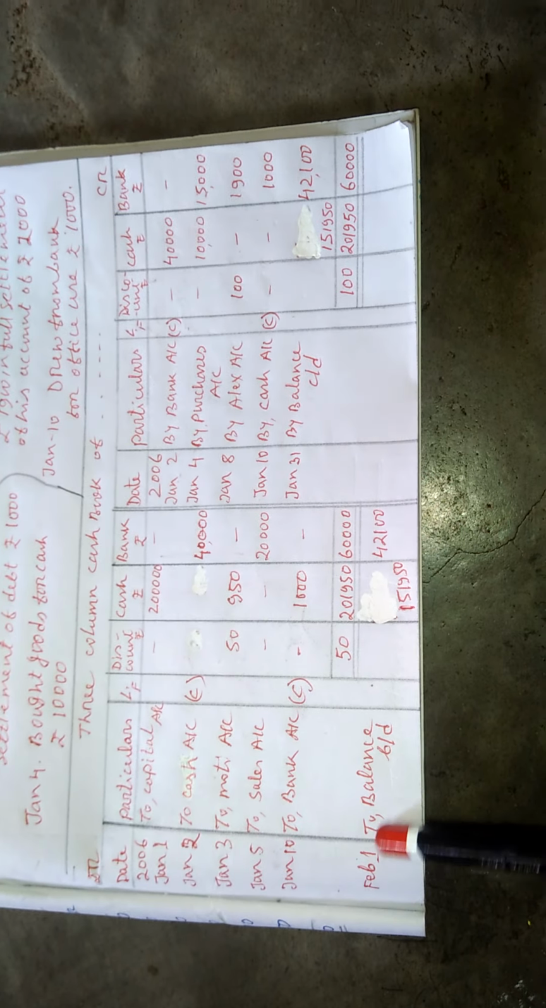Now you see, discount column is never balanced, so it is not balanced. You see, this 100 on the credit side and on the debit side it is 50. Okay, I hope you have understood.